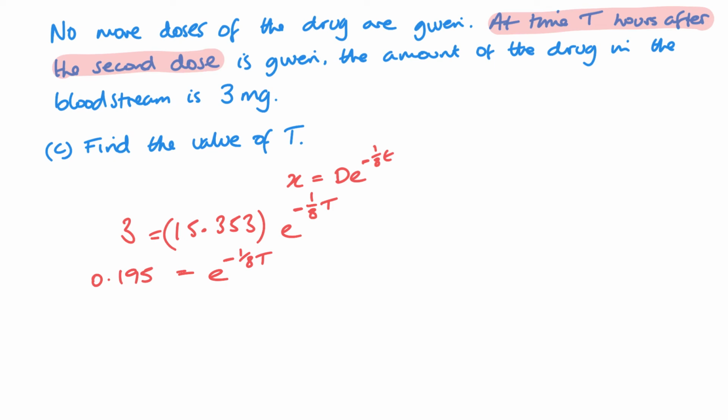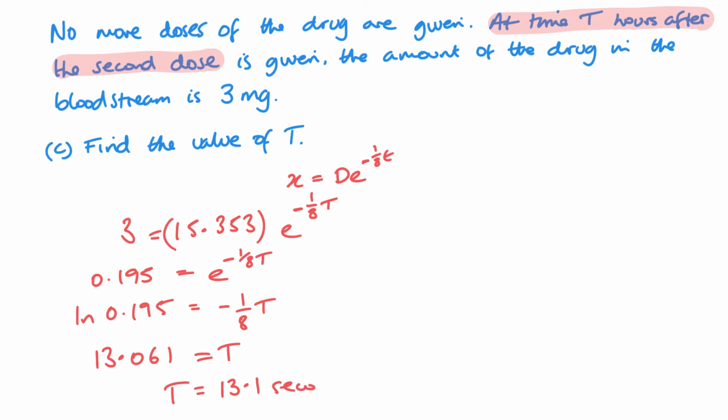Now, taking logs of both sides, that ln 0.195 is going to be equal to minus 1/8 t, and then I need to multiply by minus 8, and then t is equal to 13.061, or t equals 13.1 hours. Obviously it doesn't say what it wants me to round it off to, so as long as I round it off to an appropriate value, I will be fine there.